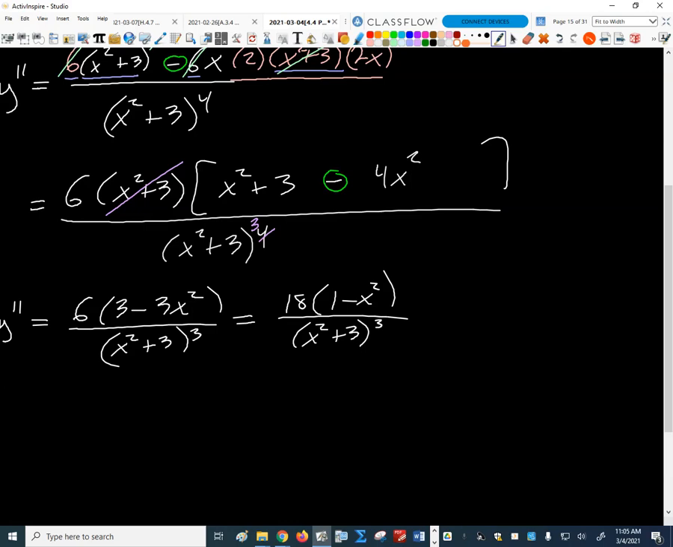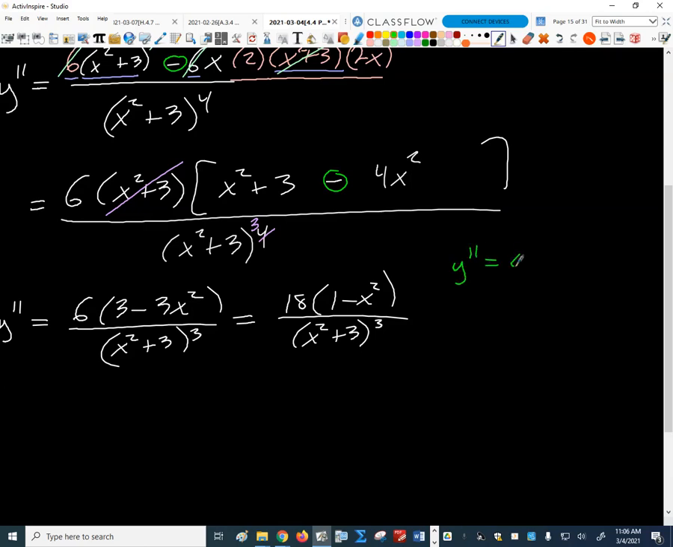Okay, so do I have any values of x where the second derivative is undefined? Not that we care so much about that, but are there any? Thumbs up, thumbs down. Is the second derivative undefined anywhere? No, it's not. Good. Where is the second derivative equal to 0?